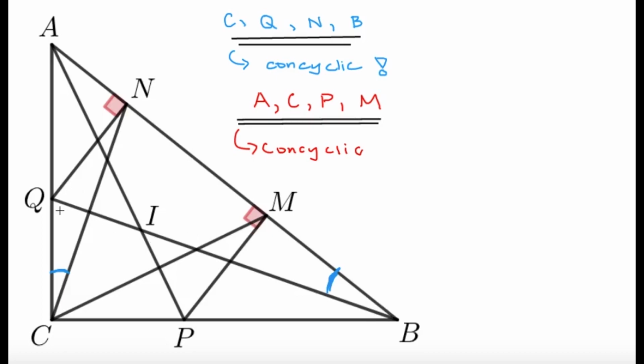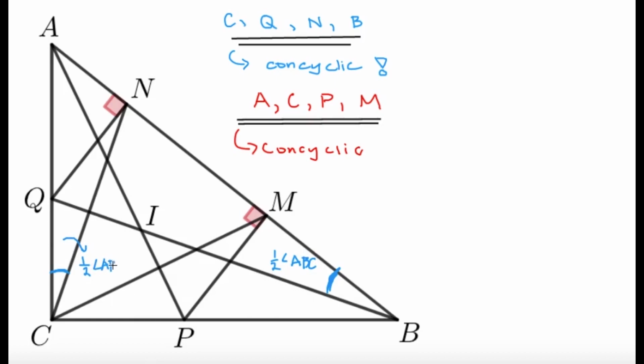Why 1/2 of angle B? Because BQ passes through the incenter I, and the incenter I is the intersection of the three angle bisectors. In this case, it's the intersection of AP and BQ, so we can conclude that BQ and AP are angle bisectors. Since we have angle bisectors here, this angle is 1/2 angle ABC. Since angle QCN is equal to angle QBN, this angle is also equal to 1/2 of angle ABC.